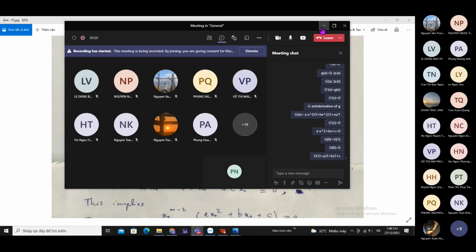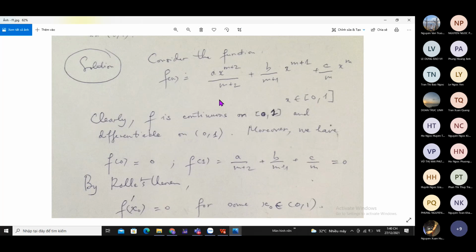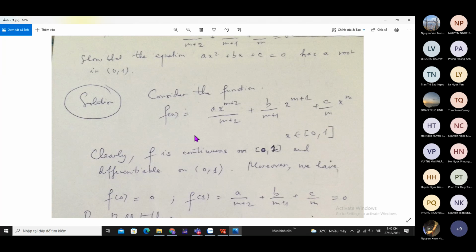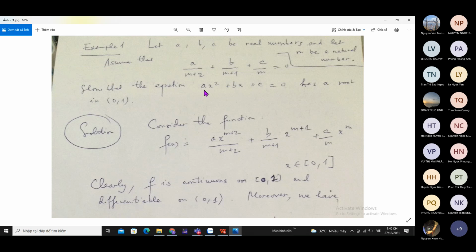So here you see, sometimes we have to improve the function a little bit. Here we call it the function f. Why do we consider the function f given by a x to the m plus 2 over m plus 2 and so on? Actually, the function f comes from an antiderivative of ax squared plus bx plus c after we improve it a little bit. Any questions? All clear?